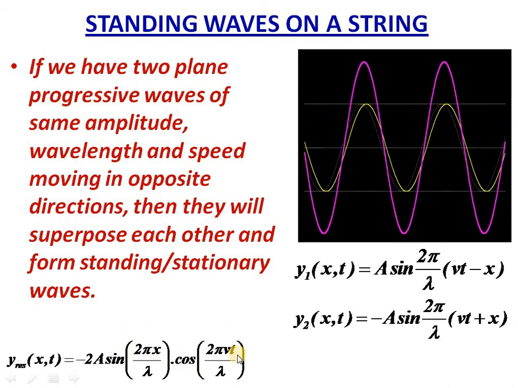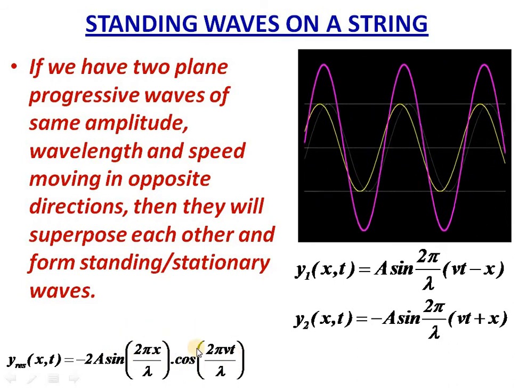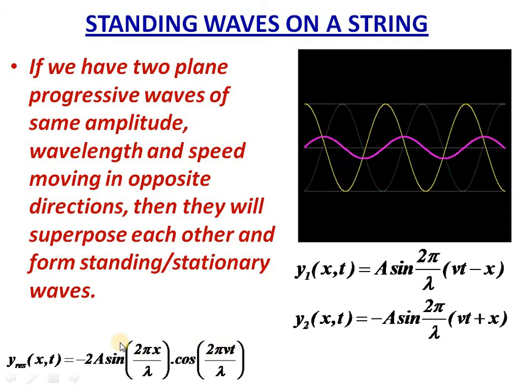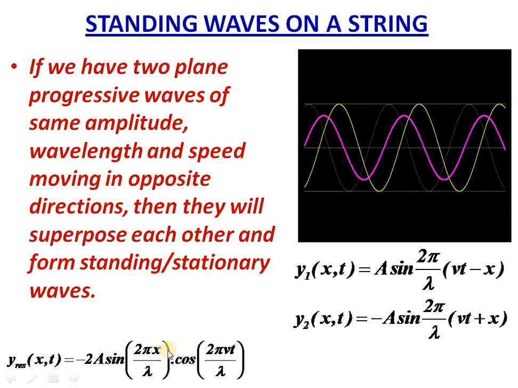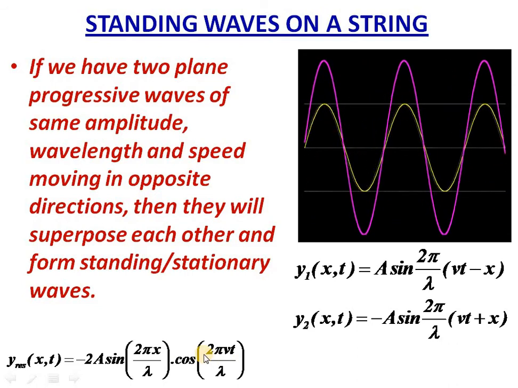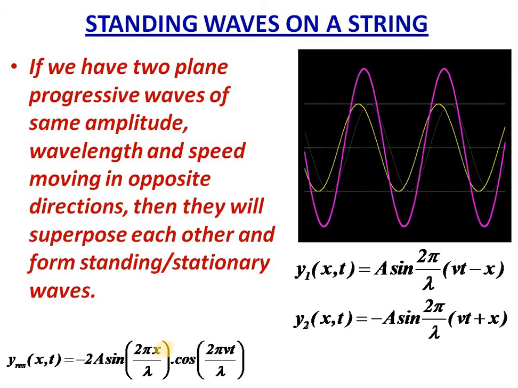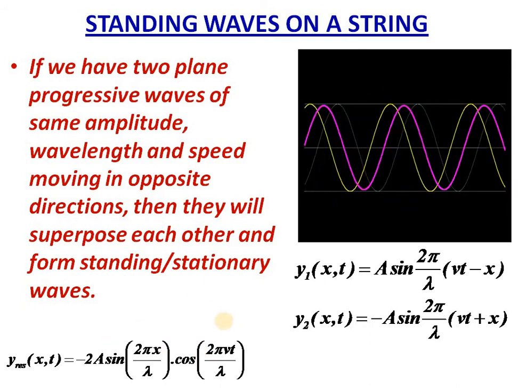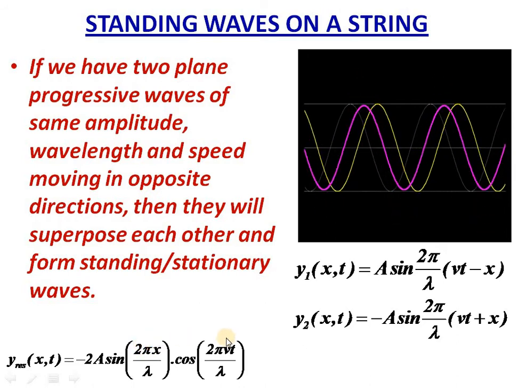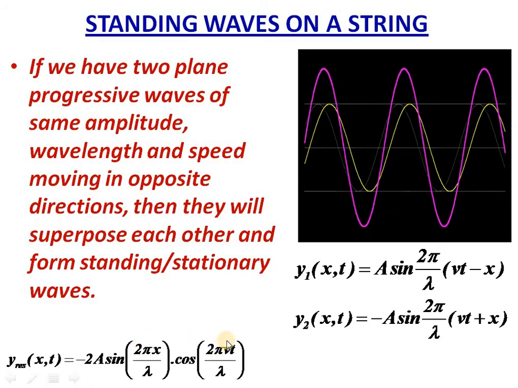Because there is no propagation factor. x and t are independent of each other. x and t are contained in separate trigonometric functions. That is why there is no propagation at all. The propagation is not there because the time function and the x function are in different trigonometric functions.